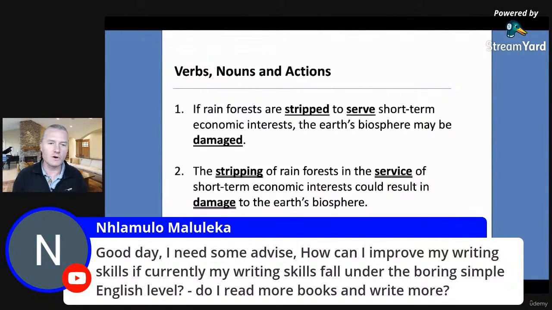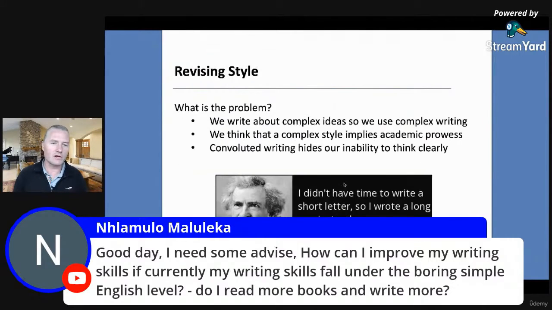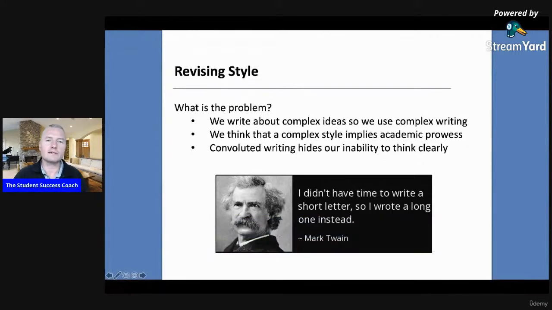And I skipped on this quote earlier, but it's a very good quote, just to touch on over here quickly. Mark Twain says, "I didn't have time to write a short letter, so I wrote a long one instead." And what he's saying here is that it actually takes more work to convey the same amount of meaning in fewer words and clearer, more concise writing.